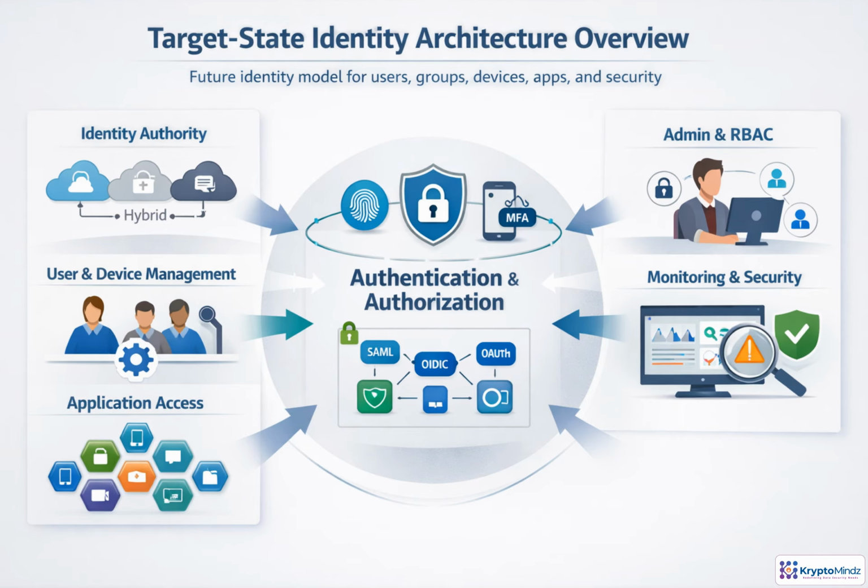Target state architecture turns migration goals into an operating model. Start with the identity authority: cloud-only, synchronized, or hybrid. From there, define how users, groups, devices, and applications enter the environment, receive access, change over time, and are retired. Authentication should move toward modern protocols like SAML, OpenID Connect, and OAuth, strengthened by MFA and conditional access. Authorization should be role-based and least privileged. Monitoring then closes the loop by detecting risky sign-ins, policy gaps, and administrative activity after cutover.